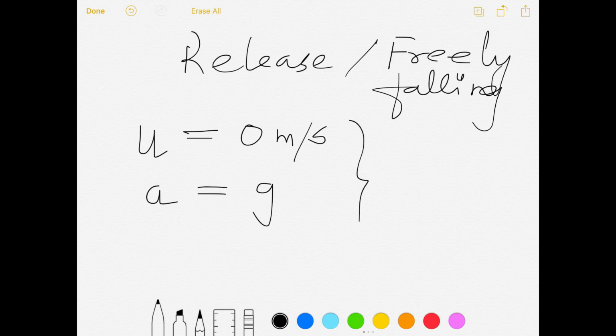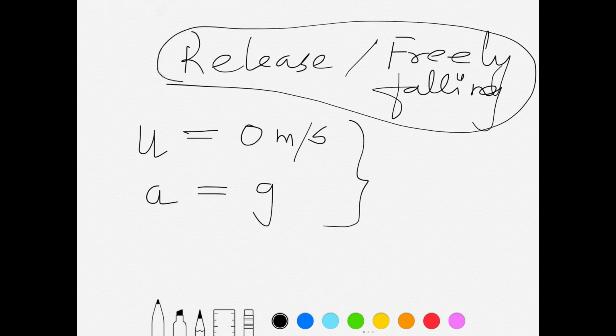So these two modifications are required and you are ready to go. Fine. As the object is released or it is freely falling, that means the initial velocity will be 0 and the acceleration of the object will be because of gravitational force, so it will be called gravitational acceleration, represented by a small g, right? So let us start modifying the equations.